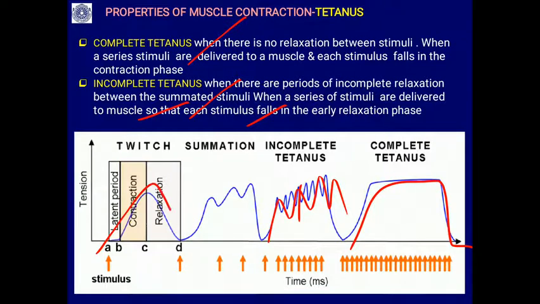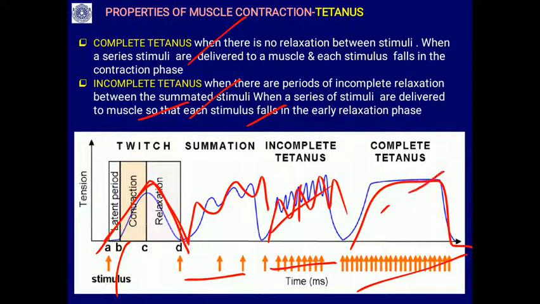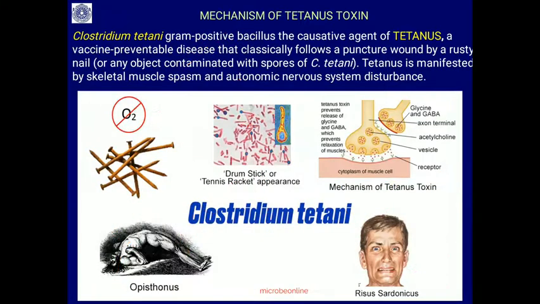A single stimulus, single twitch. This is a complete myogram. So there is a repeated stimuli summation you will find. So this is several repeated stimuli with little time for relaxation. So this is incomplete. Then there is no time for relaxation. So this is called the complete tetanus.